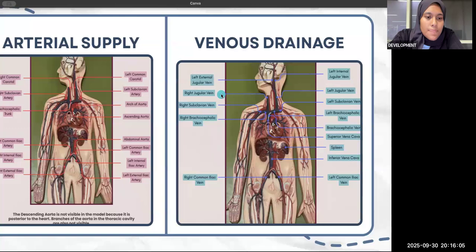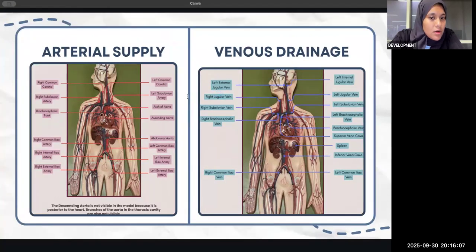Brachiocephalic artery, that one I'm not sure, honestly. But guys, I'd really urge you to be specific in OSPEs. They really take the wording into account. I mean, they don't play around with that.